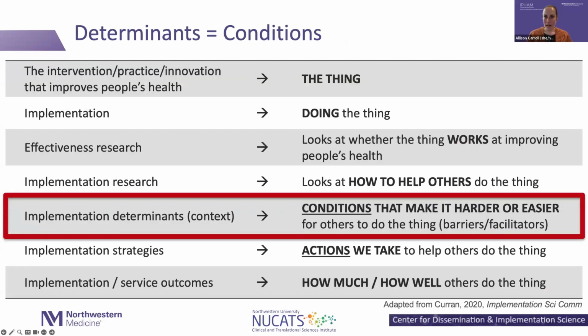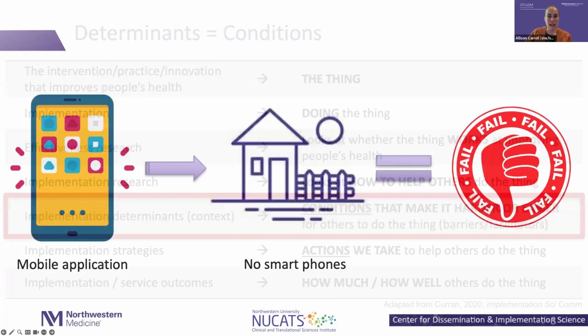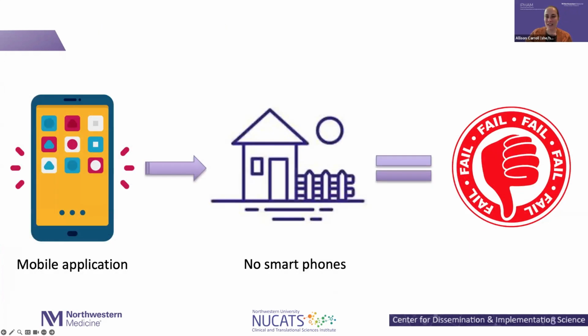So putting this into the context of what we've seen in some of the prior lectures, we're down here towards the bottom, where the implementation determinants are really the conditions that make it more difficult or easier to actually do the thing. Again, our barriers and our facilitators. And you can think about it using this beautiful graphic that Amy put together.